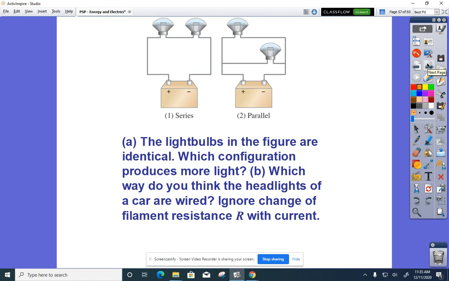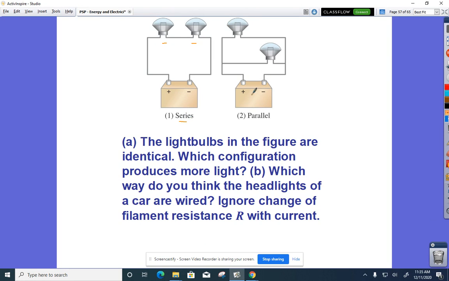Here we have light bulbs in the figure, and this light bulb and this figure are identical. In one case, I have two light bulbs that are connected in series to a battery, and in another case, I have two light bulbs connected in parallel to a battery. In which configuration would you say more light is produced? And this is meant to be a concept-based question. A little bit more difficult to do if you're watching a video on this. Normally I'd pause and have you respond, talk with your partner, or type something into the chat. But what do you think?